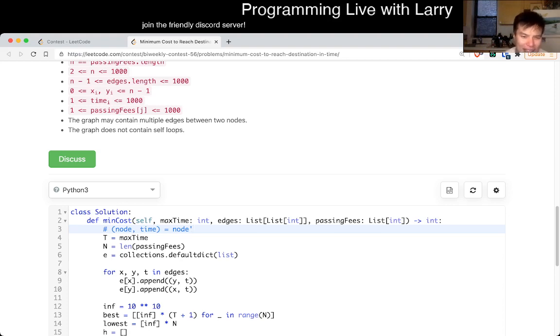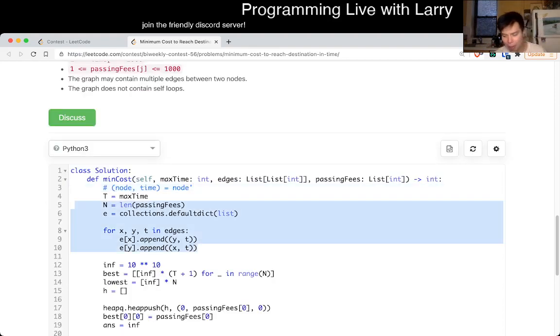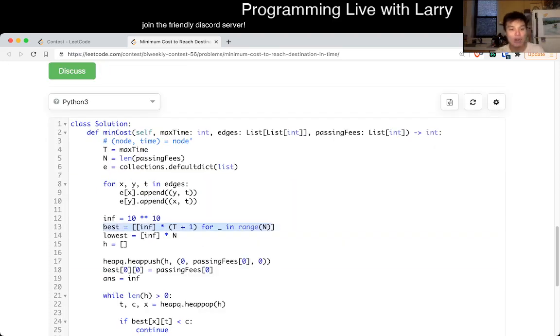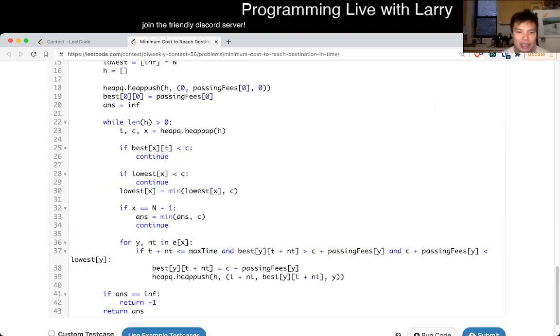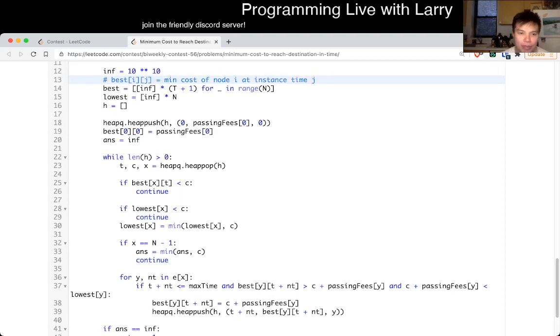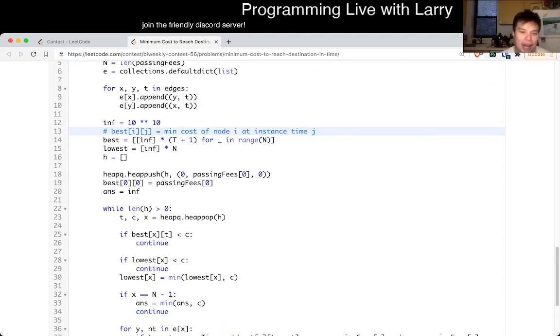In the beginning, this is straightforward parsing of the input. We convert it to an edge list. We set some infinity. We set the best. It's just Dijkstra, but best of ij is equal to the minimum cost of node i at instant time j, okay? And here, the idea is that we are going to push. We want to minimize the time.